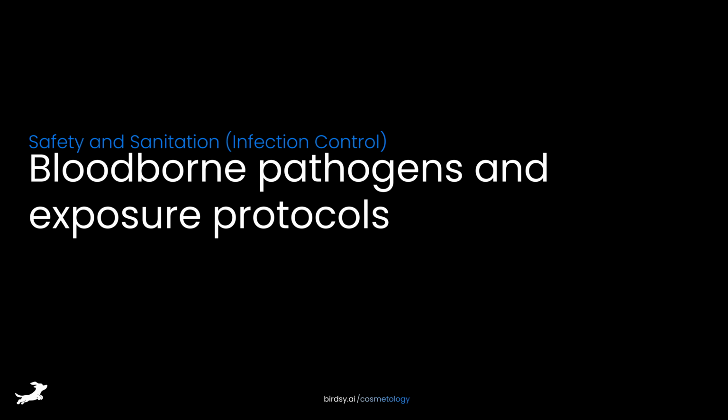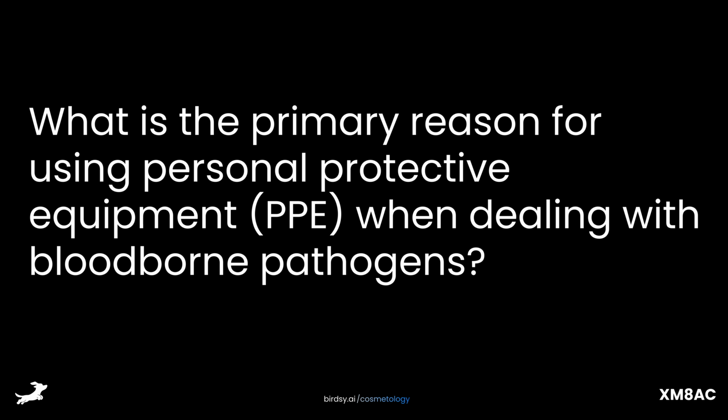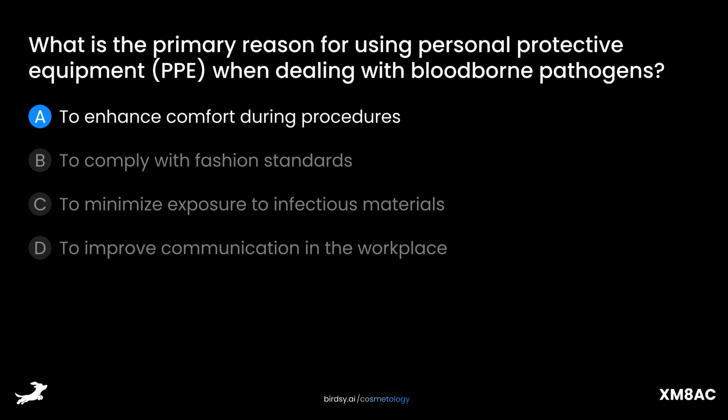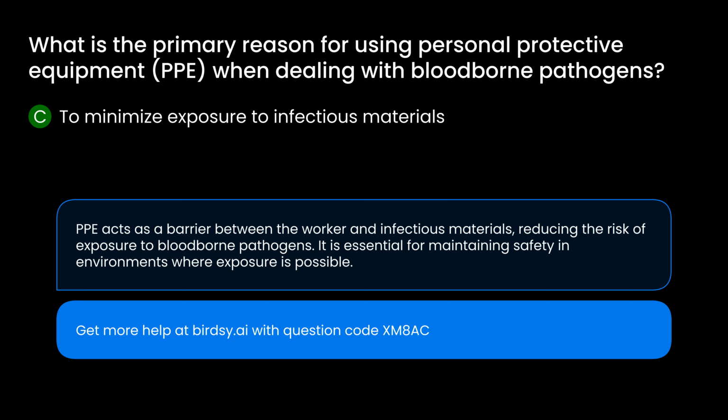Bloodborne pathogens and exposure protocols. What is the primary reason for using personal protective equipment when dealing with bloodborne pathogens? Is it A, to enhance comfort during procedures, B, to comply with fashion standards, C, to minimize exposure to infectious materials, or D, to improve communication in the workplace? The answer is C, to minimize exposure to infectious materials. PPE acts as a barrier between the worker and infectious materials, reducing the risk of exposure to bloodborne pathogens. It is essential for maintaining safety in environments where exposure is possible.